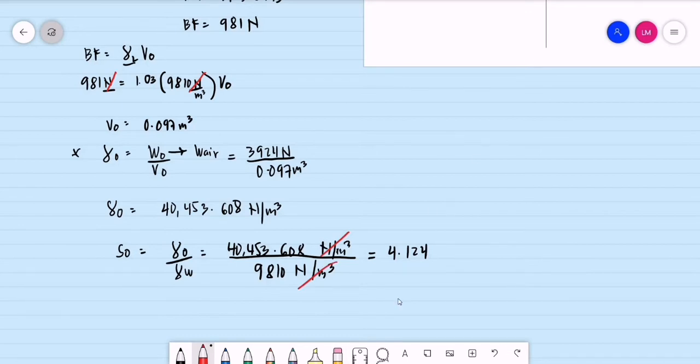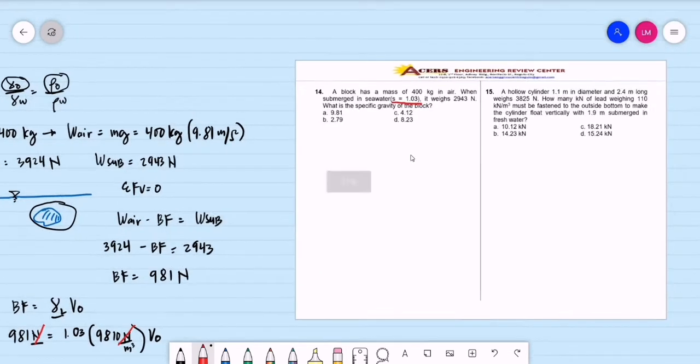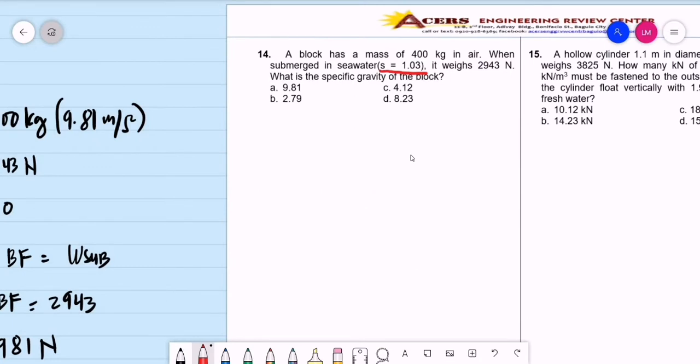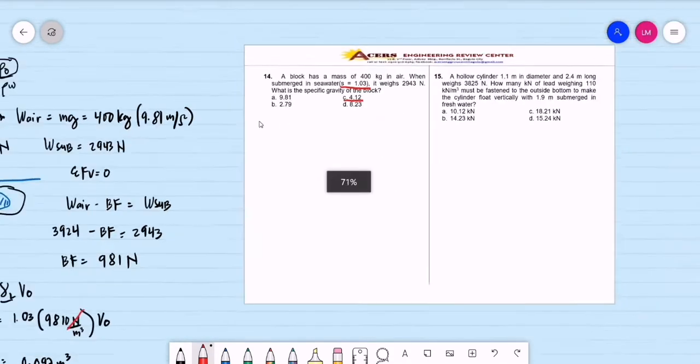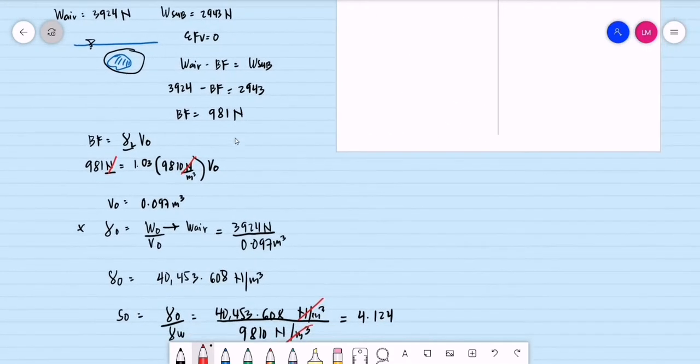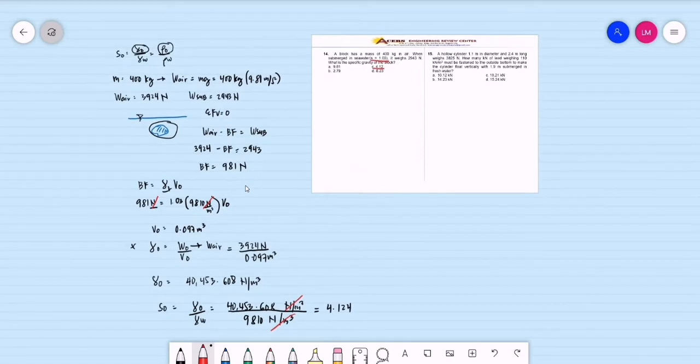Let us check on our choices. We have the value, our closest value is letter C. This is 4.12. So that will be our answer. Again, we can also have the value of the specific gravity using density if we are to use the mass. That is our solution for problem 14.